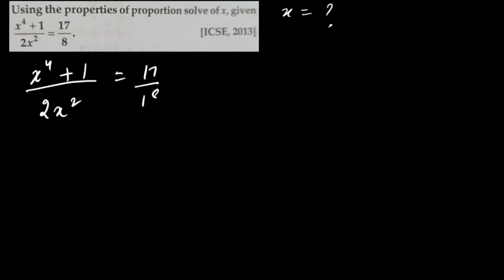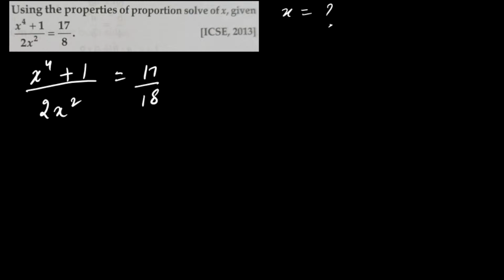Okay, let's do the next question. So the next question is this. You can see the question. Using properties, again we have to simplify for x. We have done this type of question when the terms were in the form of square root. Now here I don't have any square root, but this is something different. So what I have is (x to the power 4 plus 1) by 2x square equals 17 by 18. Same thing we have to do. Using properties, we have to solve for the value of x.